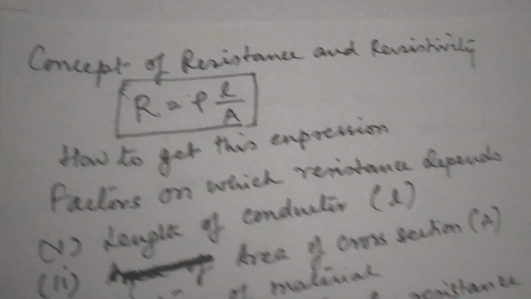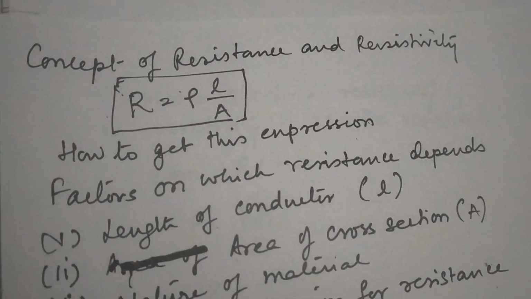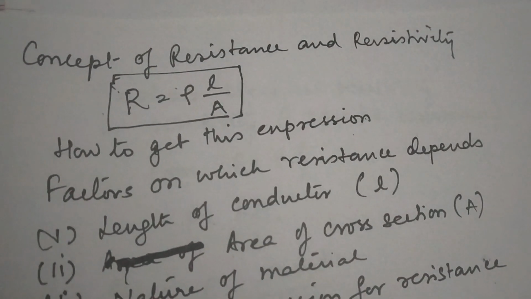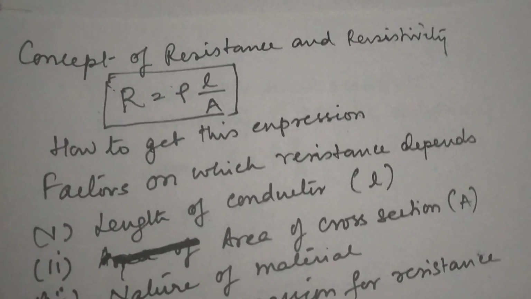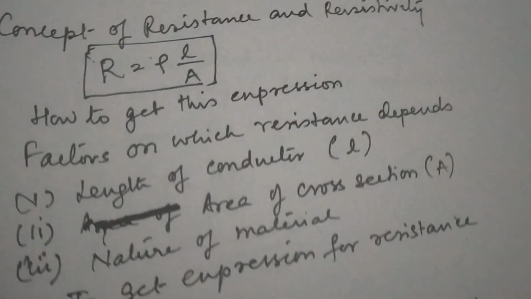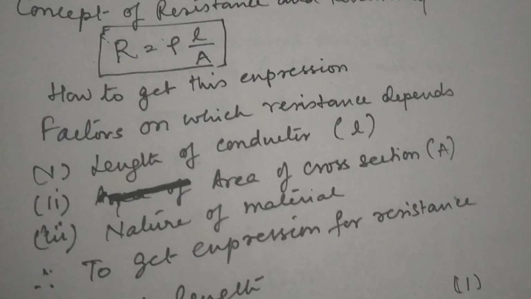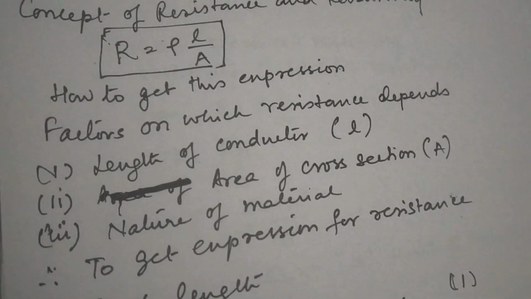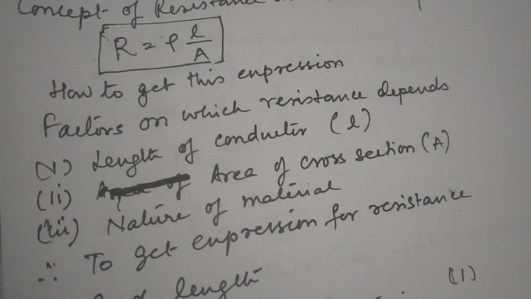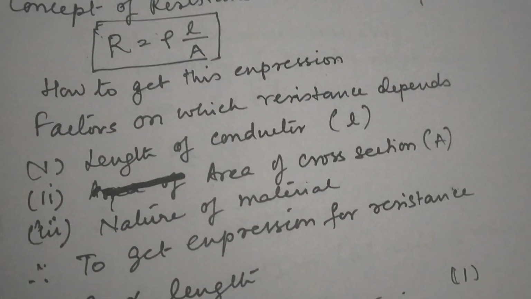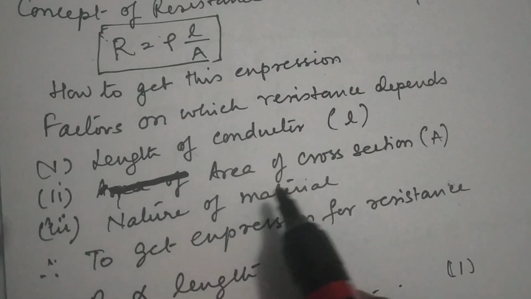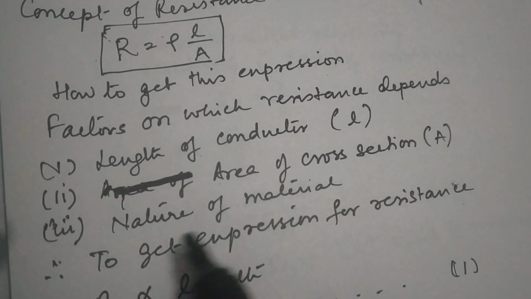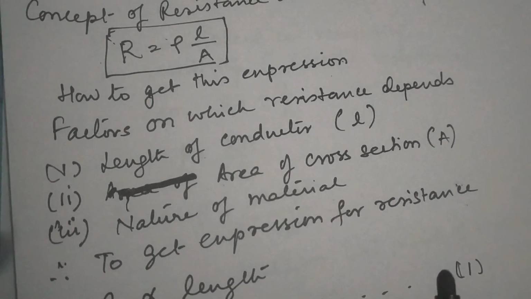Next, we are coming to the concept of resistance and resistivity. You can see the formula R is equal to rho L upon A. How to get this expression? So let's discuss the factors on which the resistance depends. So resistance depends upon 3 factors. One is the length of the conductor. Second is the area of cross section. And third is the nature of material. The nature of material we'll discuss later on.